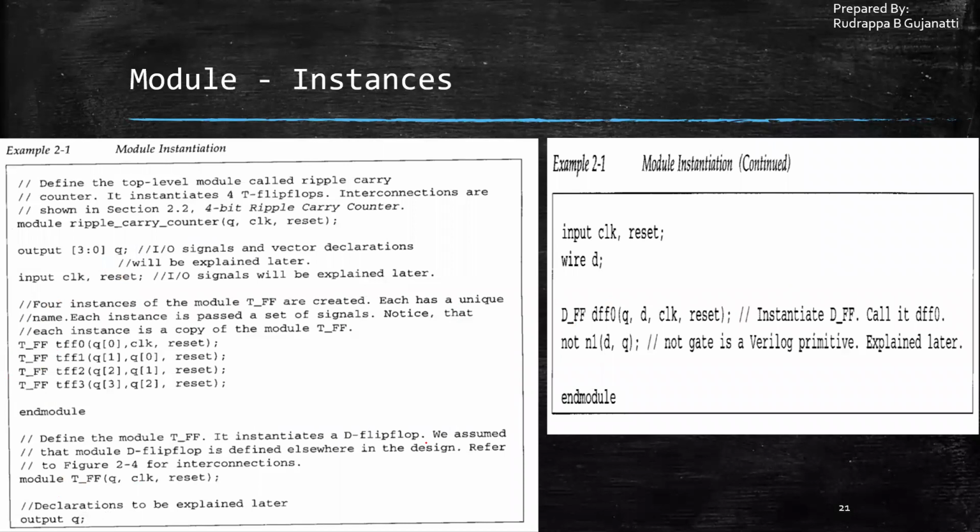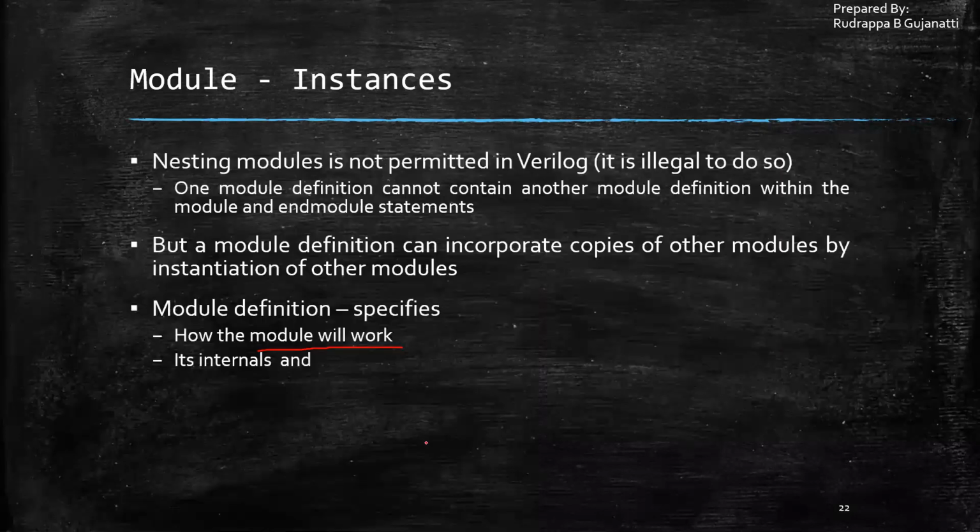So how will the module work? What are its internals? In the previous case, we saw that the internals of the ripple carry counter contain the T flip-flop, but the T flip-flop in turn contains a D flip-flop and an inverter. So we should even have a module definition for the D flip-flop, just as we have for the T flip-flop. What are its internals and what are the interfaces which are present?